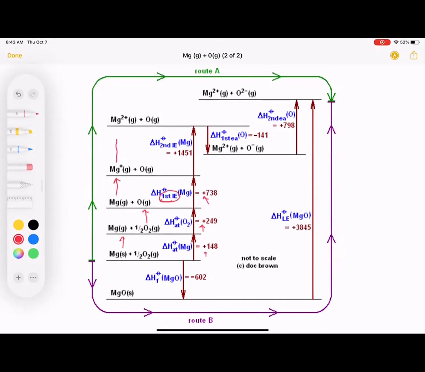Then we took that magnesium and made it into magnesium 2+. And again, we're talking about the second ionization energy, and it is again positive. The reason ionization energies are positive is because we're having to rip an electron away.